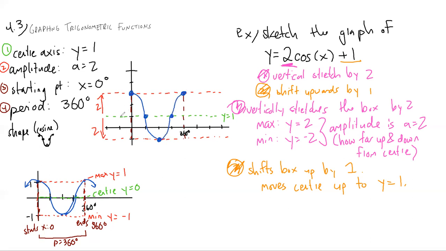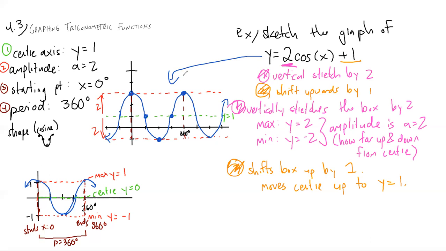And then we're going to keep following that pattern to the left. It should actually go on forever. And that would be the graph of our function right here, so the 2 cos x plus 1.